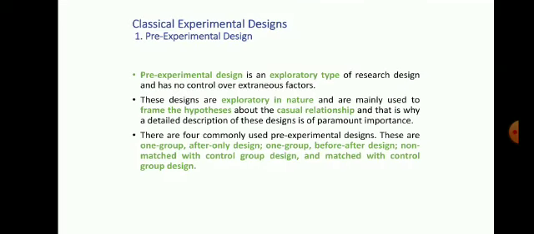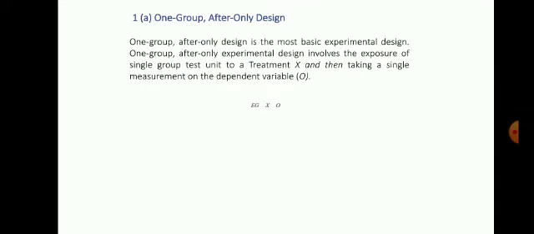Now, classical experimental design, the first category is a pre-experimental design, which is exploratory in nature. And this experimental design helps the researcher to frame the hypothesis about the causal relationship between the independent and a dependent variable. Again, pre-experimental research design is bifurcated into the four very commonly used research designs. Let us look at each of them one after another.